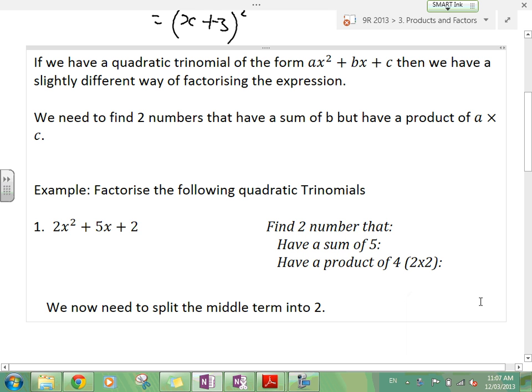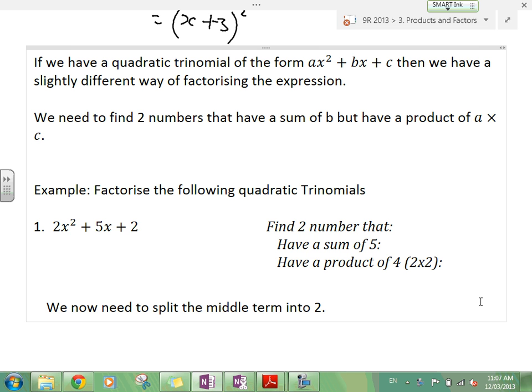Okay, so quadratic trinomials of the form ax squared plus bx plus c. Again, I'll say it again. The only difference from yesterday is that we have a coefficient of x squared. There's a number before the x squared. Let's multiply by that. And it slightly changes our method. Alright, so we've got a couple more steps to follow through.